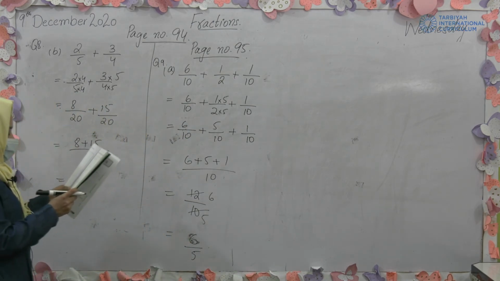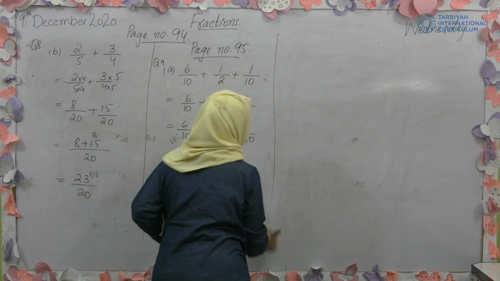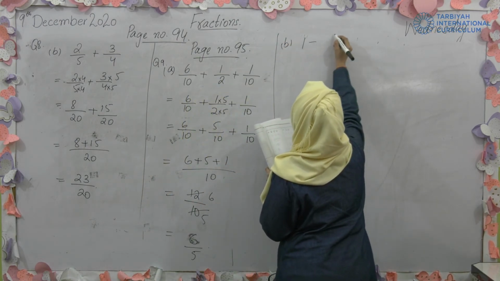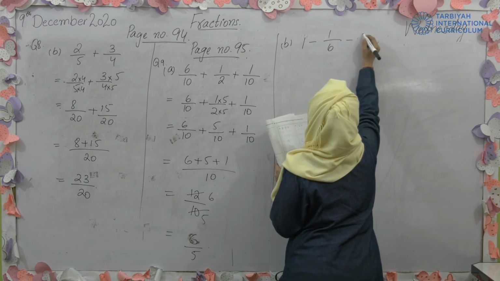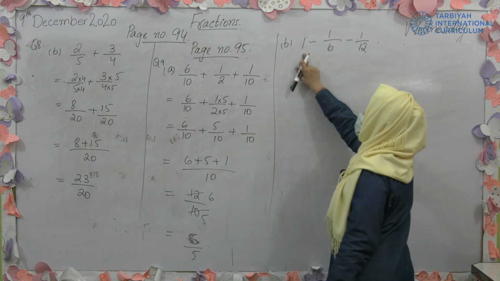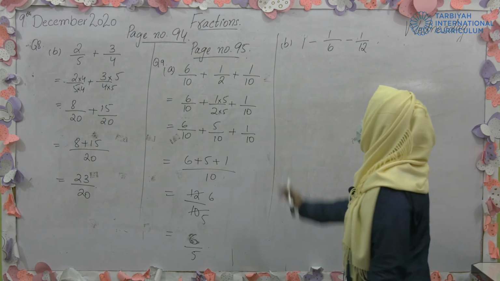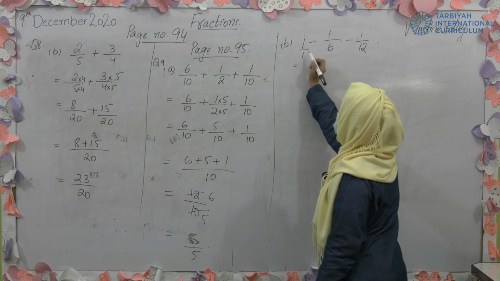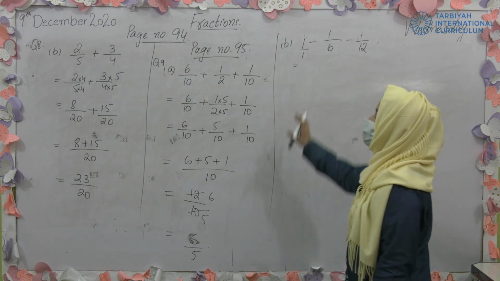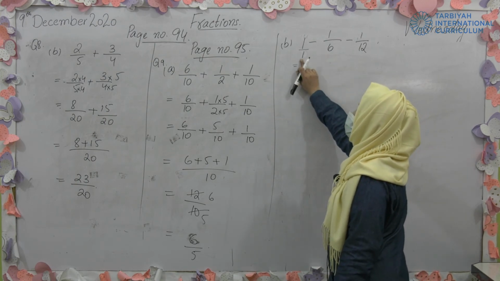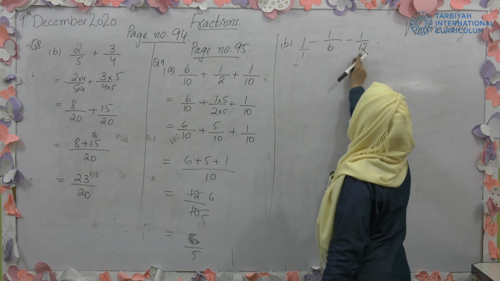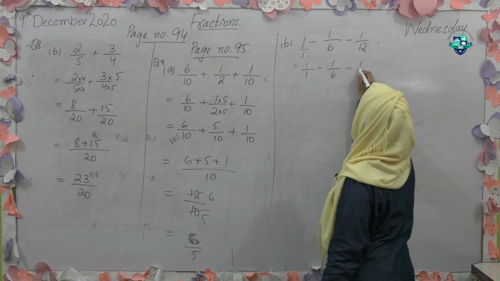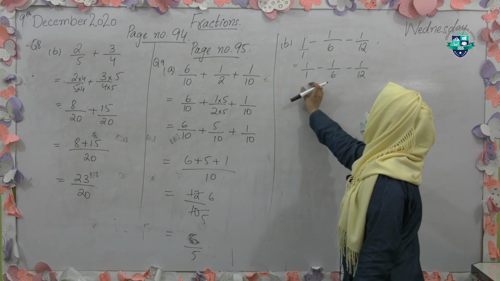Okay. B part, I'll do it for you. I've already told you before also. There is 1 minus 1 by 6 minus 1 by 12. Now what does this 1 mean? Is it the numerator or the denominator? This is the numerator. We will put 1 by ourselves in the denominator, because this one has no denominator shown, so we have to make the denominator the same. We will write 1 by 1 minus 1 by 6 minus 1 by 12. We have to make the denominator the same.